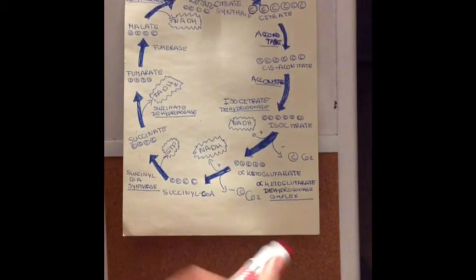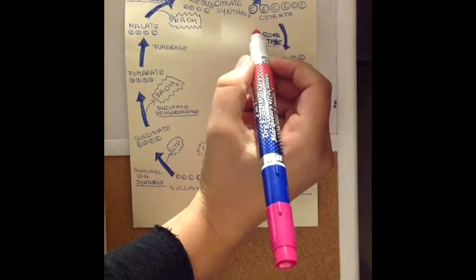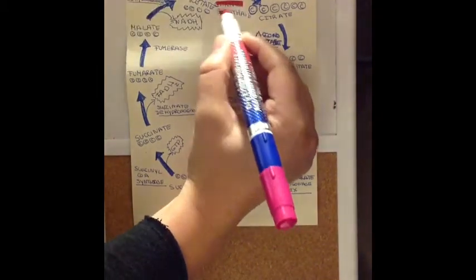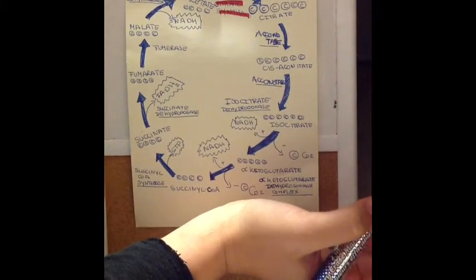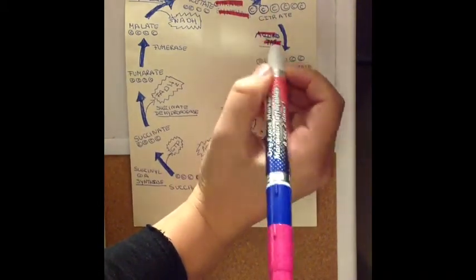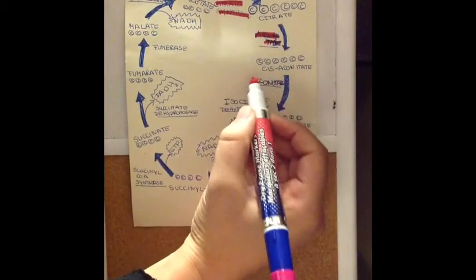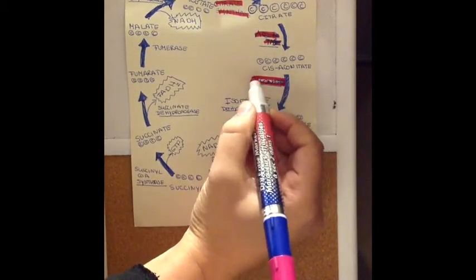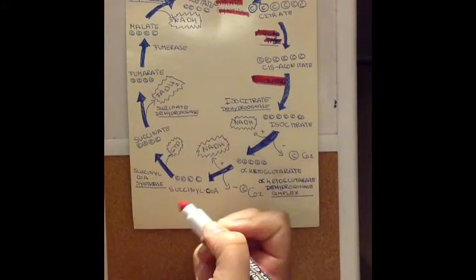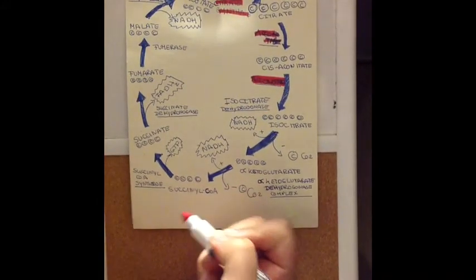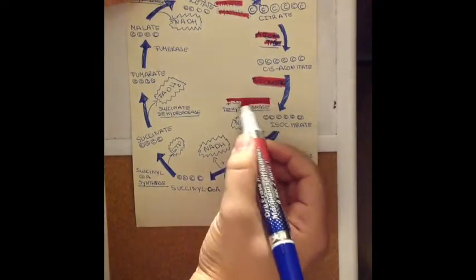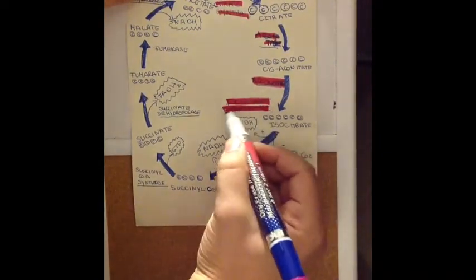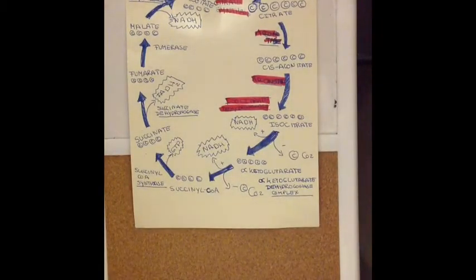Here's an overview of all the enzymes involved. Citrate synthase combines oxaloacetate and acetyl-CoA to form citrate. Aconitase then turns citrate to cis-aconitate, and then into isocitrate. Isocitrate dehydrogenase then turns isocitrate into alpha-ketoglutarate. This produces an NADH and a carbon dioxide.